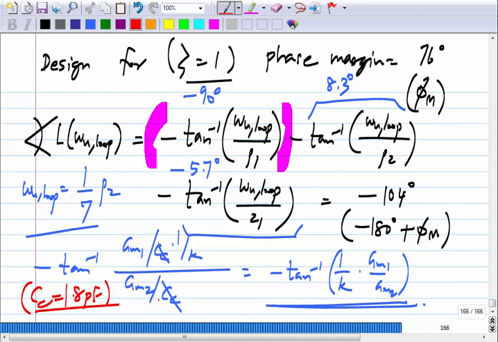This feedback factor 1 by k will simply subtract some amount from the phase margin, rather add some amount to the phase margin. So the amount of phase lag you can have from the second pole will be reduced because of the contribution from the zero. One thing you notice here is that what is the smallest value of k you can have?